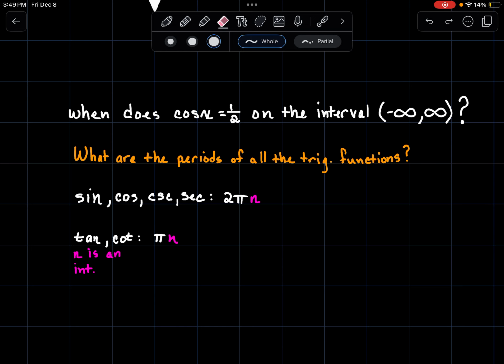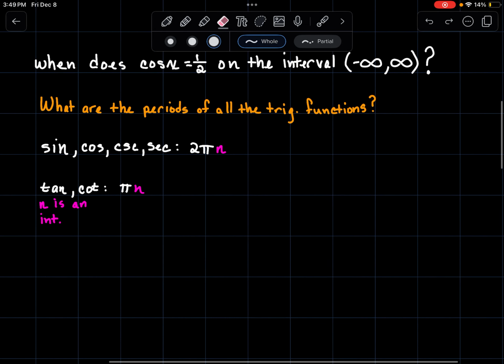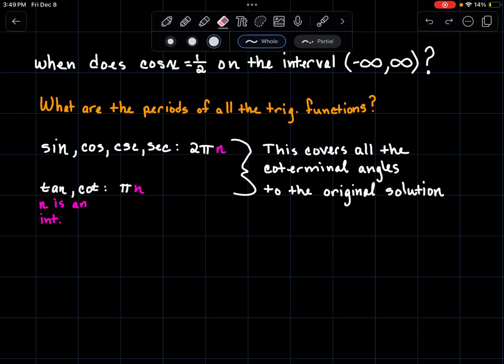Now you may notice next to the pi and the 2 pi, we have this variable n, and what n stands for is an integer. How many times do we want to do the period? Do we want to go one revolution around the unit circle? Do we want to do a couple of revolutions? Do we want to go backwards into the negative radians? Whatever it is that we want to do. So what this is telling us is this covers all the coterminal angles to that original solution that we have.